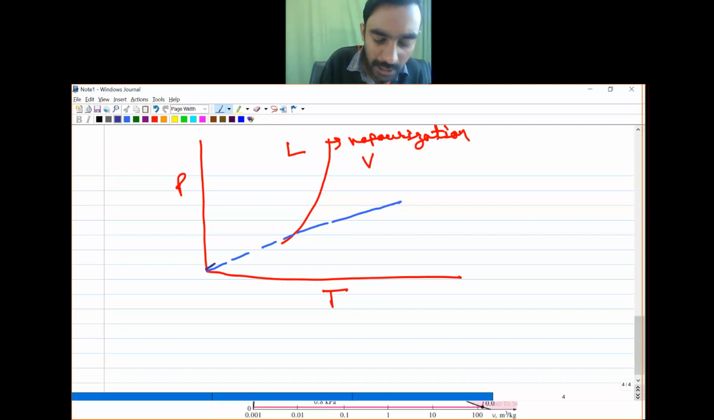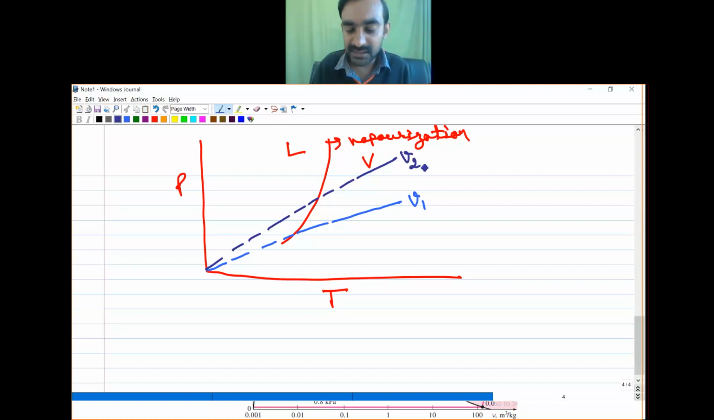So what I am doing now is drawing constant specific volume lines. This particular line has specific volume, say V1, and this other line has specific volume, say V2. And obviously if you look at the magnitude of the specific volume, V2 will be less than V1. Why? Because corresponding to each temperature value, the pressure corresponding to the V2 line is more.